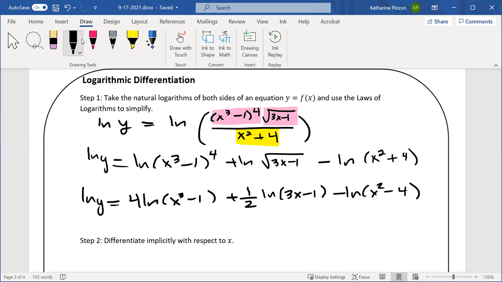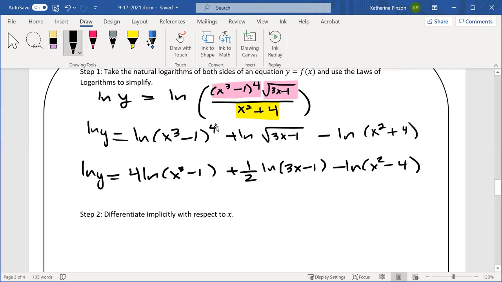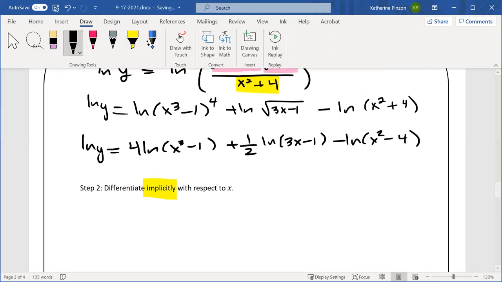Okay, so step 2 says differentiate implicitly with respect to x. So differentiate implicitly. What's the derivative of natural log of y? 1 over y dy dx. Anytime you take the derivative of y, you need to stick that dy dx in there. Okay, 4 times. What's the derivative of natural log of x cubed minus 1? 1 over x cubed minus 1 times 3x squared.